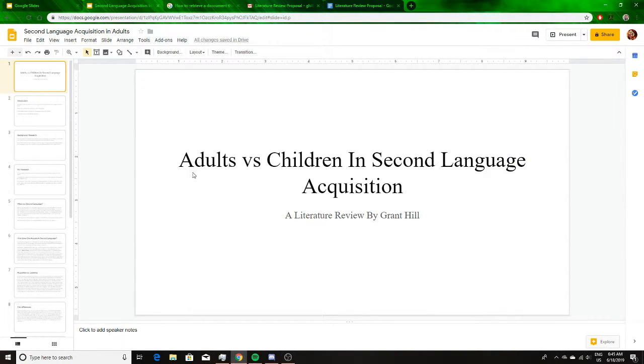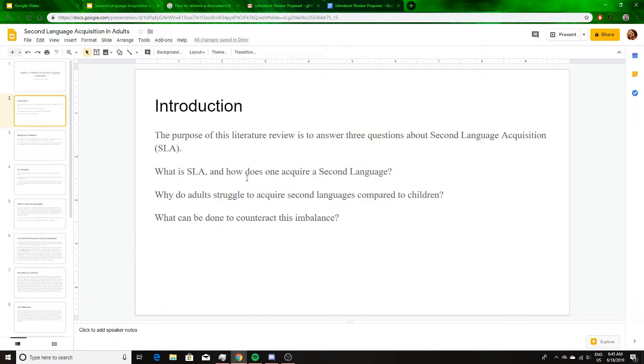All right, hello everyone. So this is my literature review, and it's about adults versus children in second language acquisition. The purpose of this literature review is to answer three questions about second language acquisition, which we'll refer to as SLA. The first question is, what is SLA, and how does one acquire a second language?